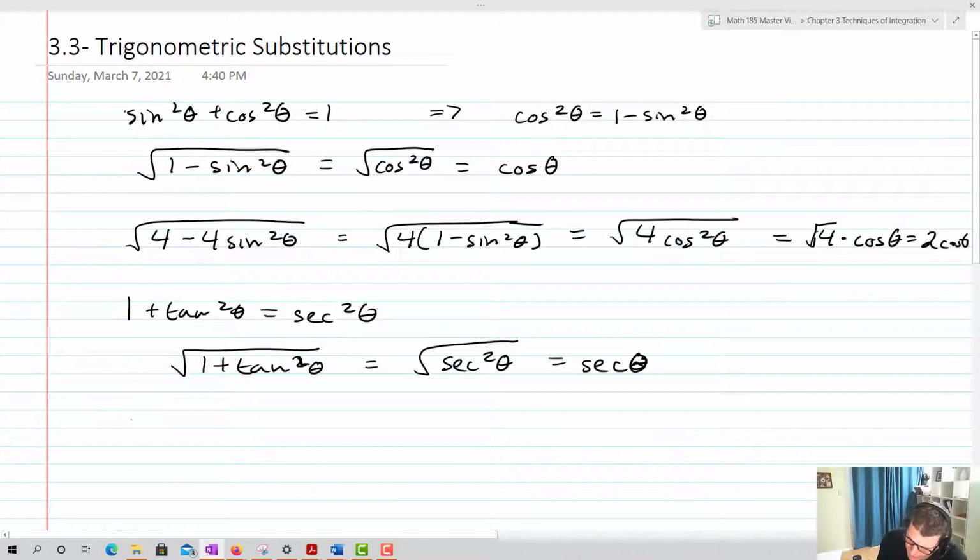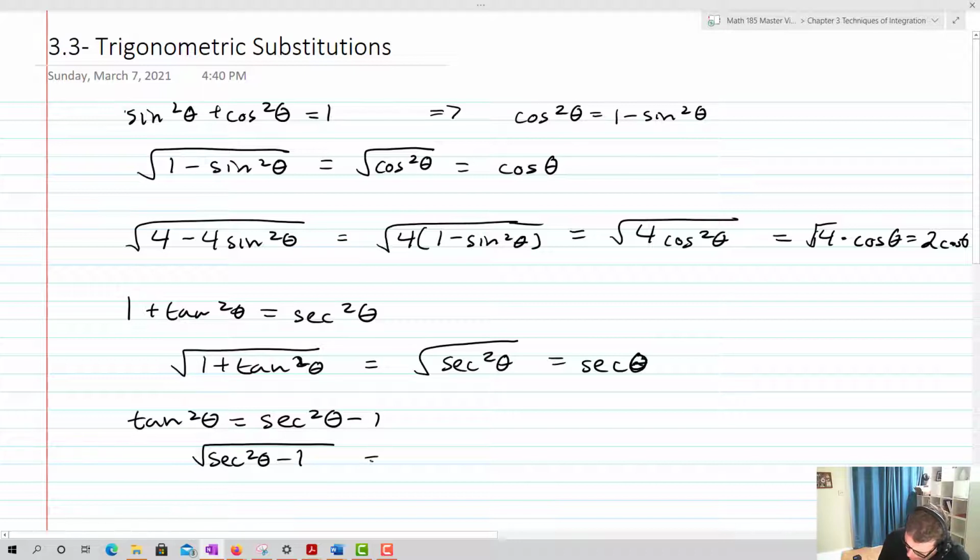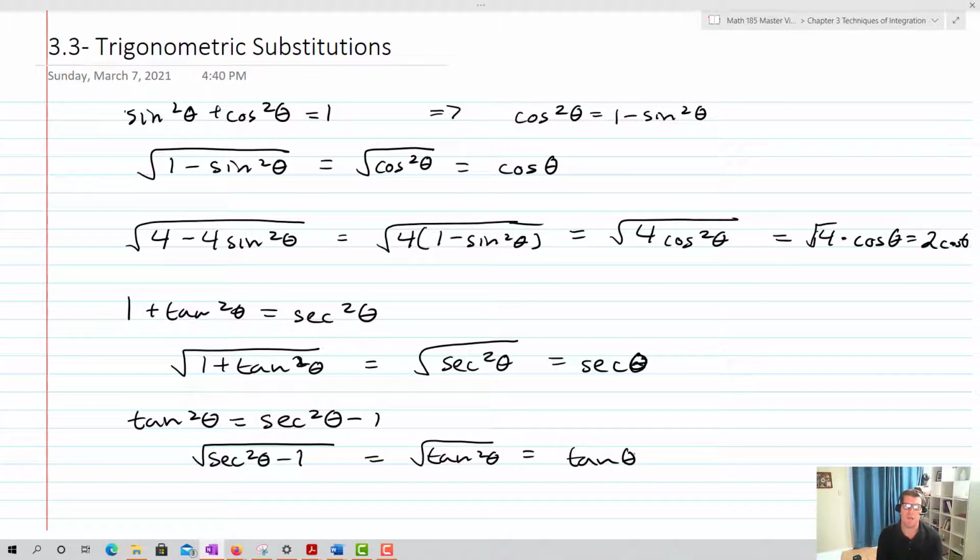On the other hand, we could also have tangent squared theta equal to secant squared theta minus 1. So if we have something of the form secant squared theta minus 1 in a square root, that equals the square root of tangent squared theta, which equals tangent theta. That's basically the idea here. Now we're going to get kind of clever with our substitutions, which will allow us to transform our integral into something that has these trig identities. And once we do that, we are pretty much home free.